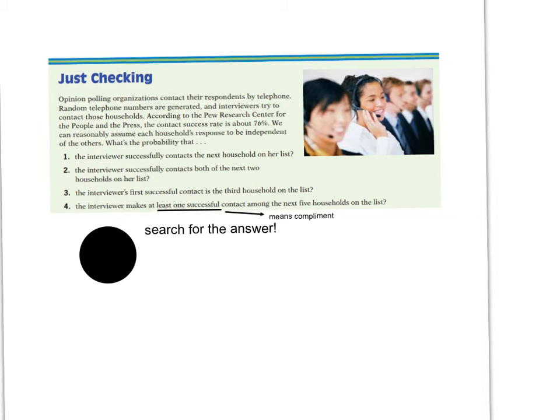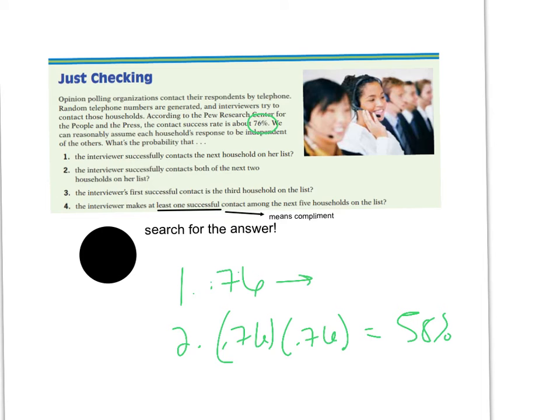Alrighty, folks, hopefully you are finished. If you're not, just pause the video until you are done. So number 1, you may have recognized is just literally 0.76 because they gave you that in the question. Number 2 is 0.76 times 0.76, because it's basically like getting it the first time and the second time, so you have to multiply them. So you end up with about 58%. This was 76%.